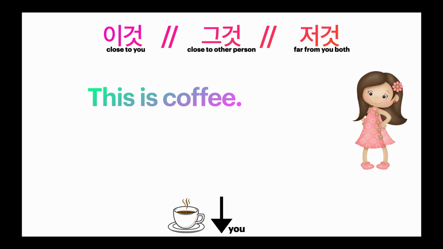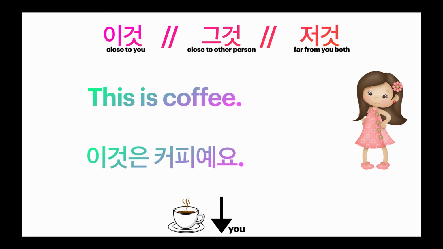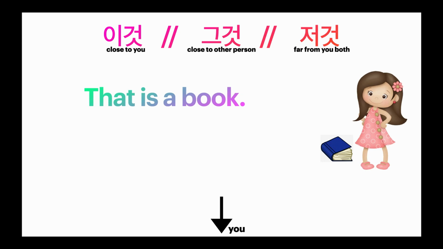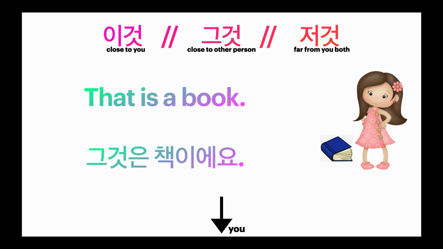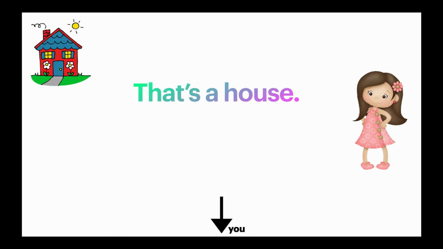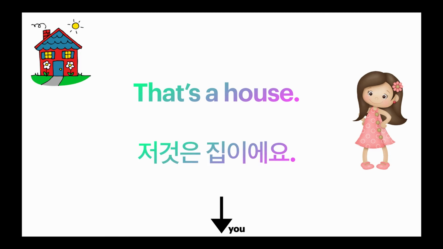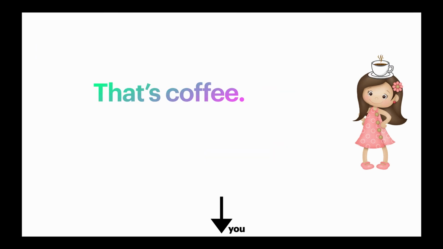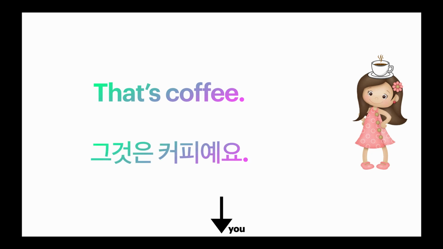This is coffee. 이것은 커피예요. That is a book. 그것은 책이에요. Okay, removing the cheat sheet. That's a house. 저것은 집이에요. That's coffee. 그것은 커피예요.